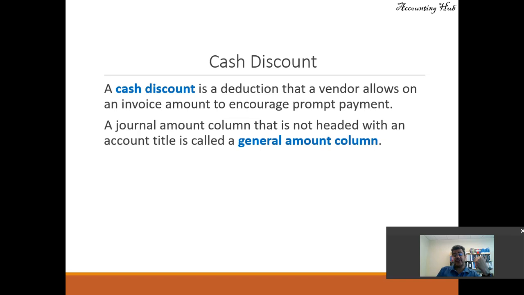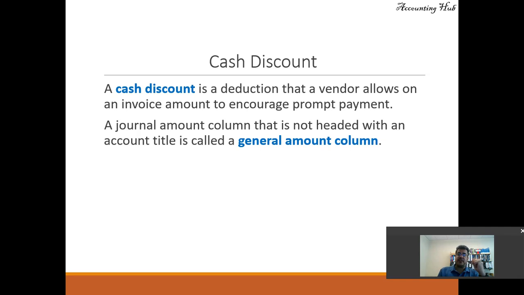Okay, I purchase. The purchase is $100, and I will pay it in 30 days. And then my supplier tells me, if you pay it now, I give you 5% discount. Or if you pay in 10 days, I give you 5% discount. So my purchase was $100. It was recorded. Now the payment will be less than $100. And the difference is the cash discount.